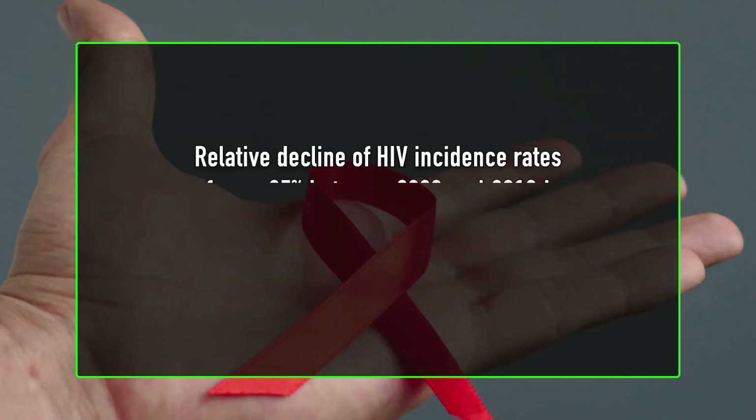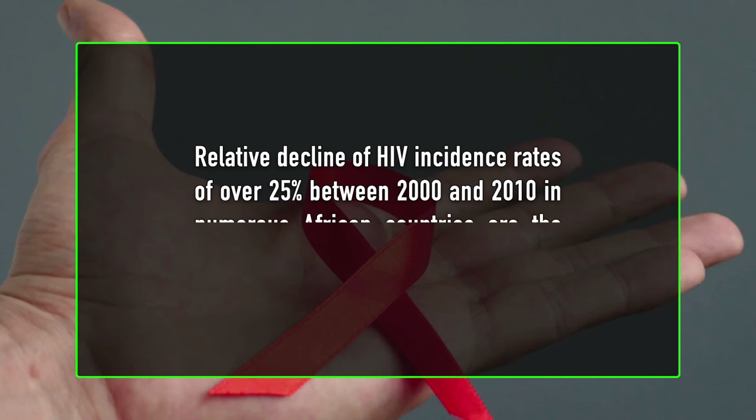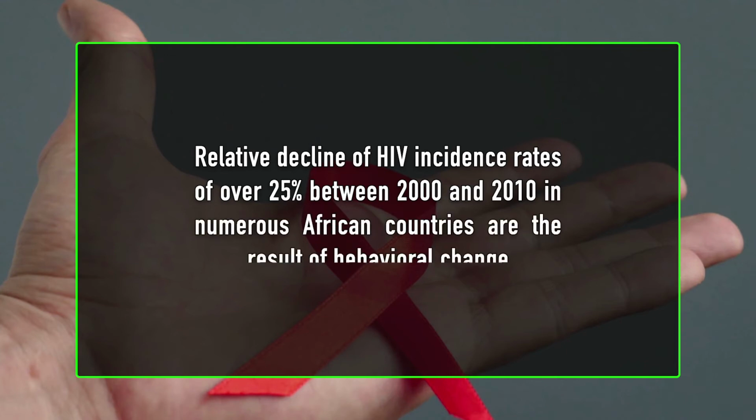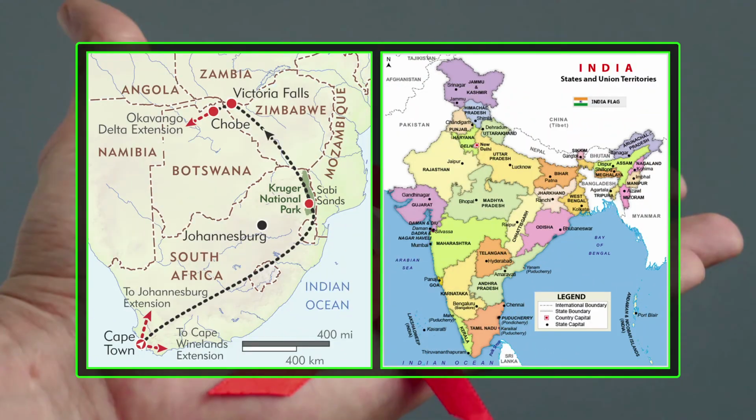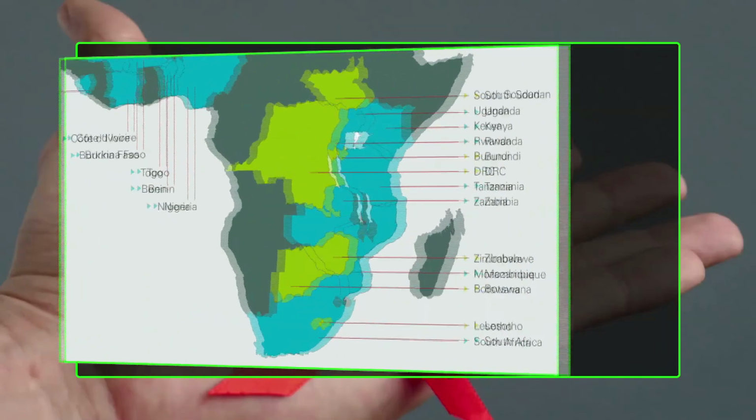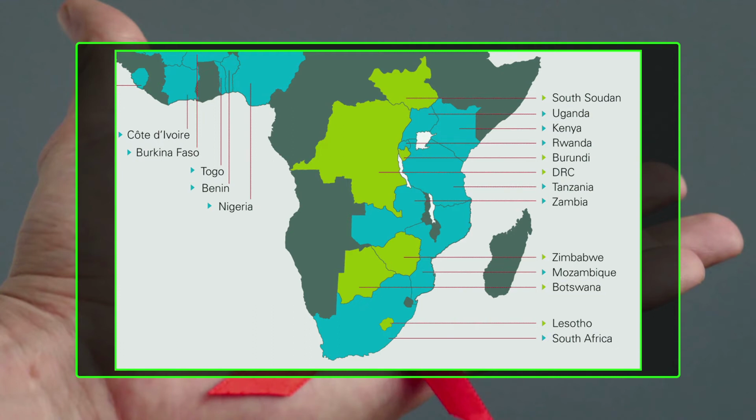There is growing evidence that a relative decline of HIV incidence rates of over 25% between 2000 and 2010 in numerous African countries is the result of behavioral change. Condom use continues to increase, with several countries including South Africa, India, and Botswana reporting over 75% condom use during last high-risk sexual intercourse. However, condom use is still low in many other countries. A cause of concern is that in several African countries such as Uganda, South Africa, and Botswana, more men reported multiple partners in 2009 than 10 years ago.